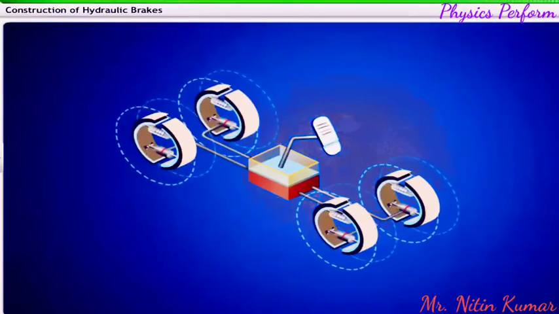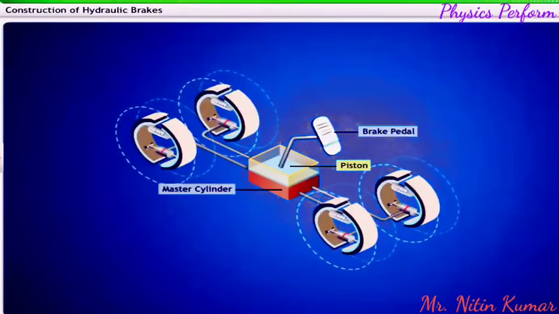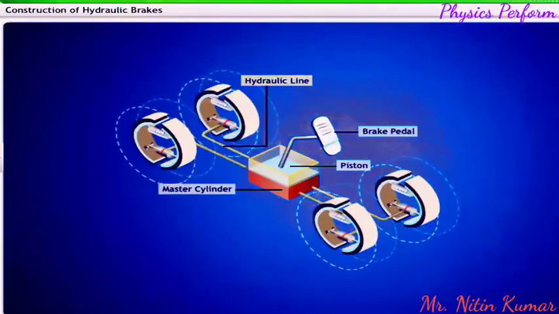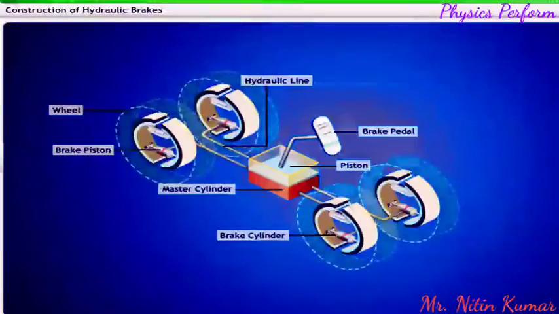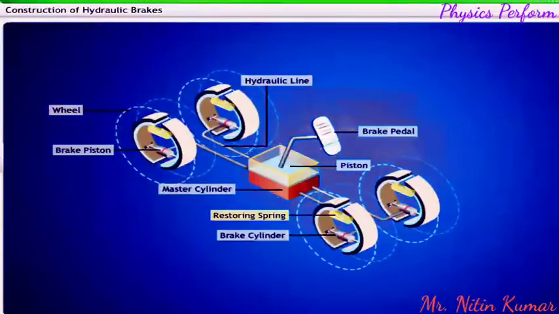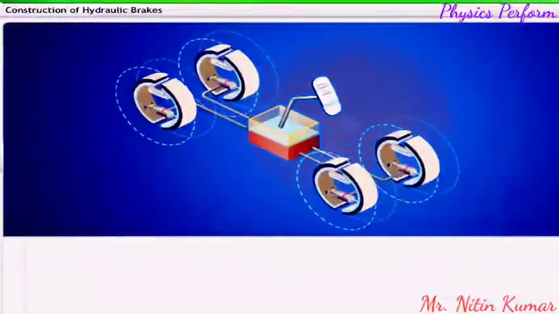A hydraulic brake system consists of a brake pedal, a piston, a master cylinder, 4 hydraulic lines, 4 brake cylinders, 8 brake pistons, 4 wheels, and 4 restoring springs. Now let's see how hydraulic brakes work.